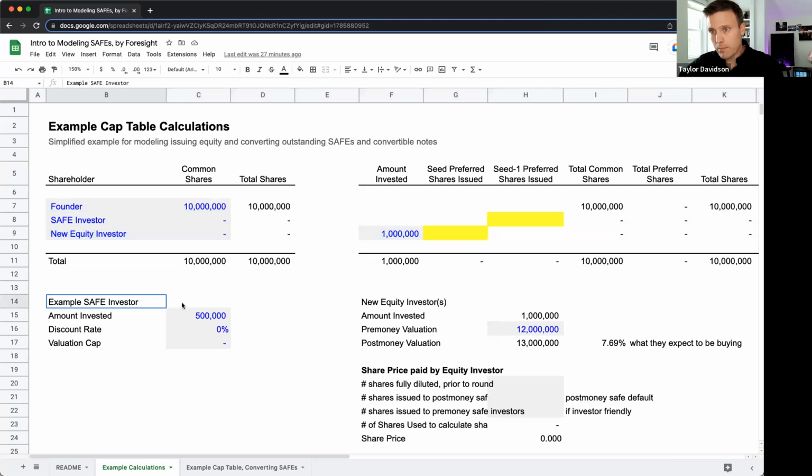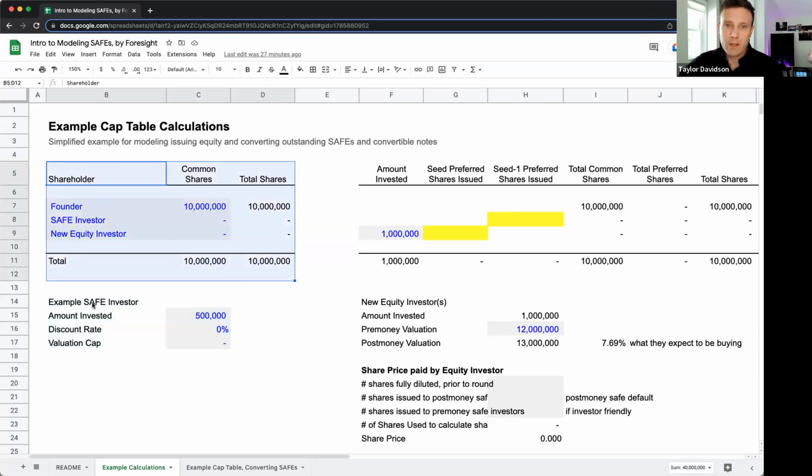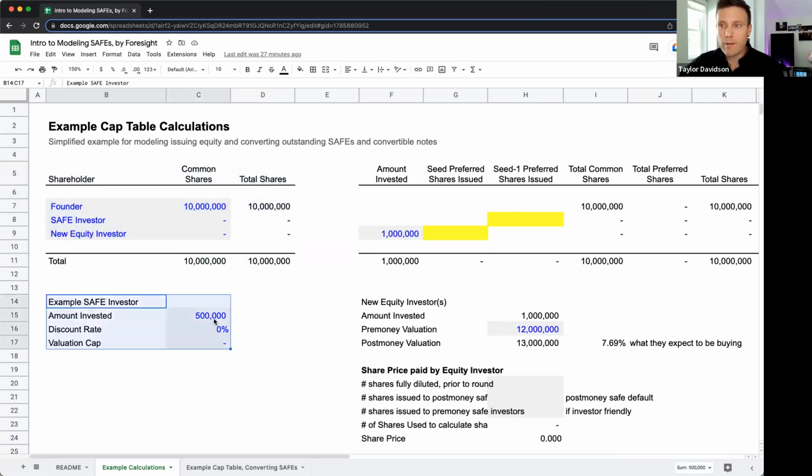So the table below basically says, for example, safe investor. Here's the pre-financing cap table, and then they raise money via safe. I'm just assuming they raised 500,000 on the safe, and I'm assuming, for the initial point, no discount rate, no valuation cap, effectively an uncapped safe. I'll start with that and then show how those 2 terms change the math behind it.